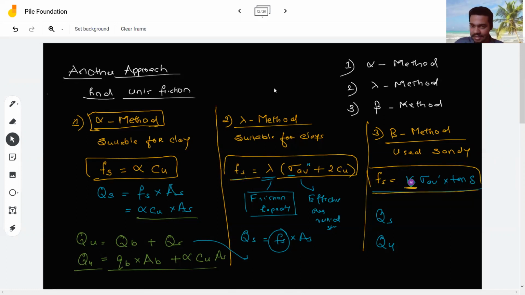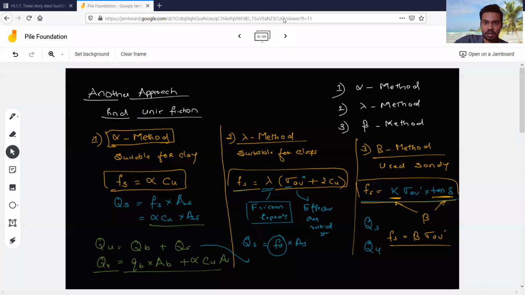अब इसमें आप बोलोगे कि बीटा क्या है, assuming it to be beta, I can write this equation as fs equal to beta sigma ab dash, where beta is k into tan of delta. Even if you are not remembering this equation, it's least important. What is very important is formula number 3 and 4 which we have done.